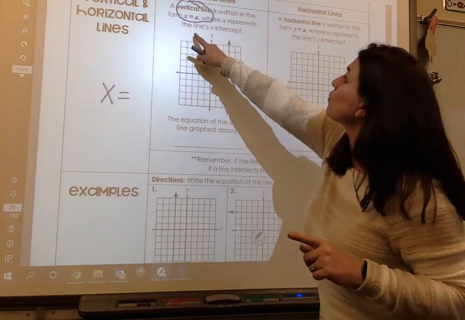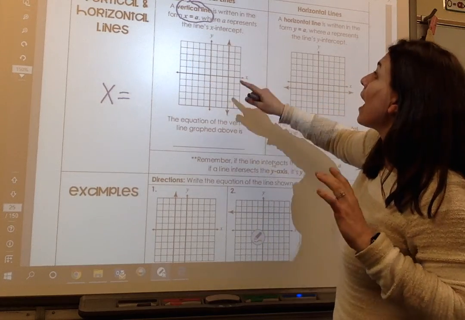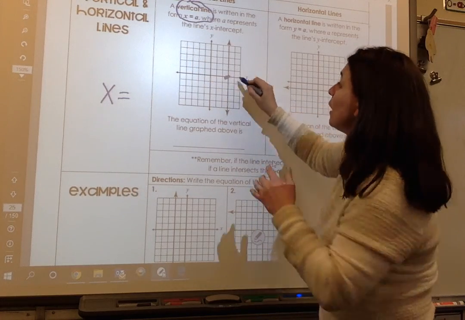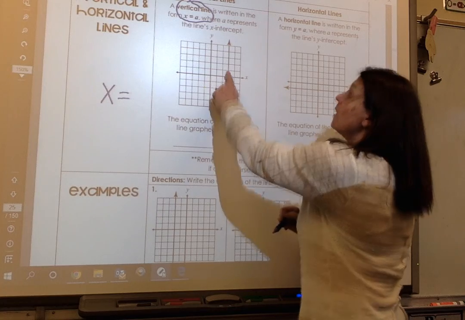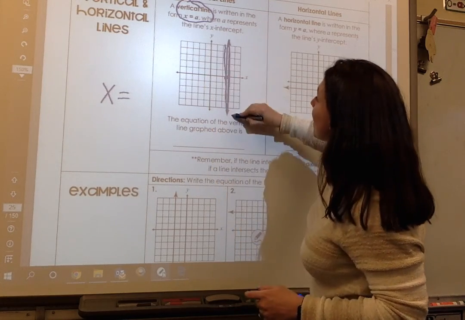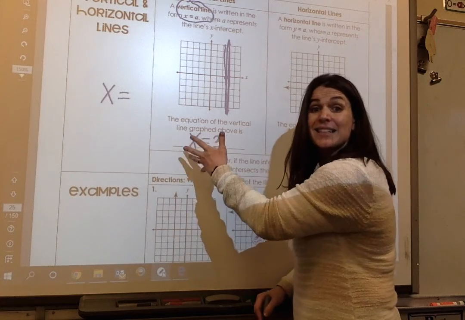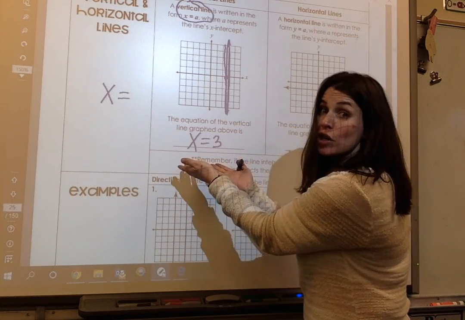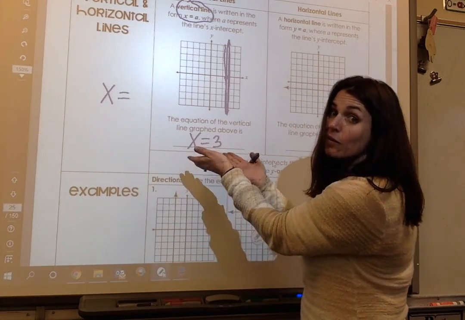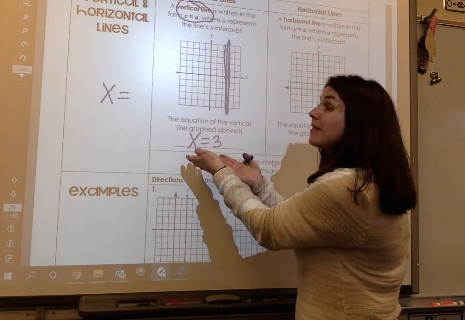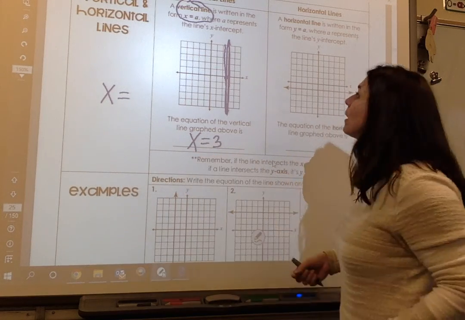So a vertical line is written in the form x equals a, where a represents the line's intercept. So here my intercept is 3. So my line is going to be x equals 3. And that's how you would graph it. That's an actual linear equation, x equals 3. It's a bad equation because my skier is dead, but that is a linear equation, x equals 3.